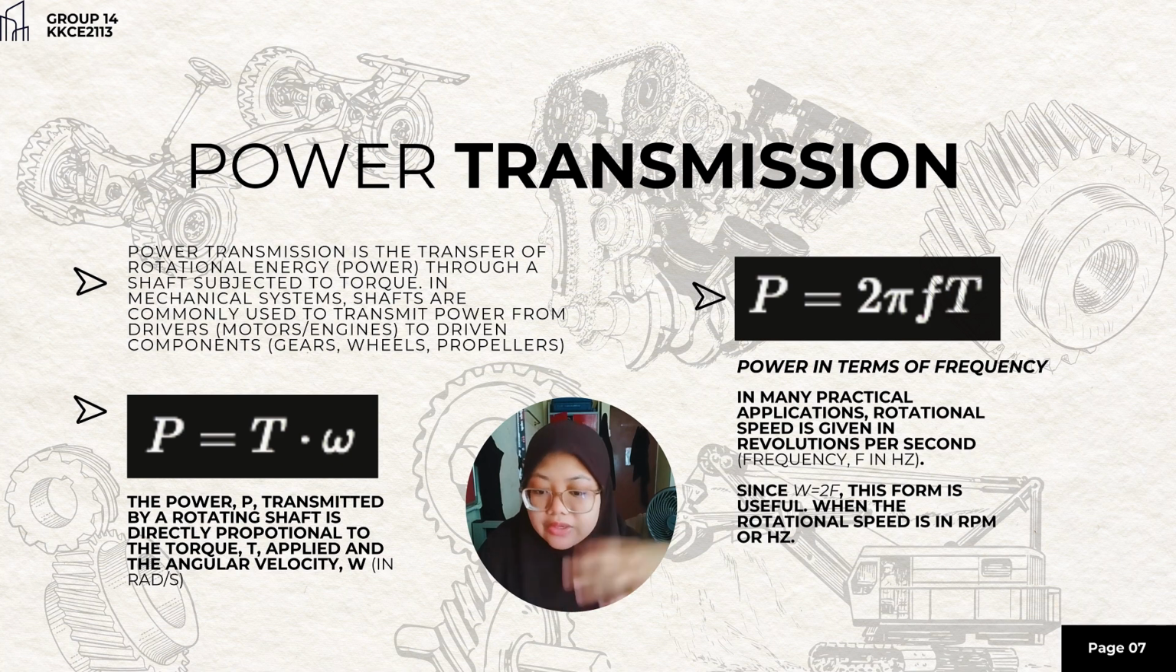Or in terms of frequency, power will be equal to 2 pi times frequency times torque, since angular velocity is equal to 2 pi times frequency. This specific formula is a bit more practical in real-life usage because usually we would find angular velocity in terms of revolutions per minute, RPM, or Hertz.